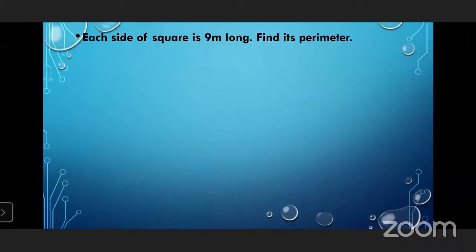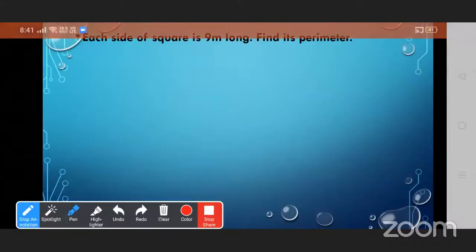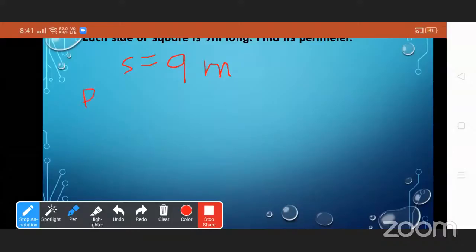Okay, now the side of the square is 9 meter long. So the answer is 36 meter. Right, 36. Yes, very good. So here it is given 9 meter long. So tell me the formula for the perimeter of a square.